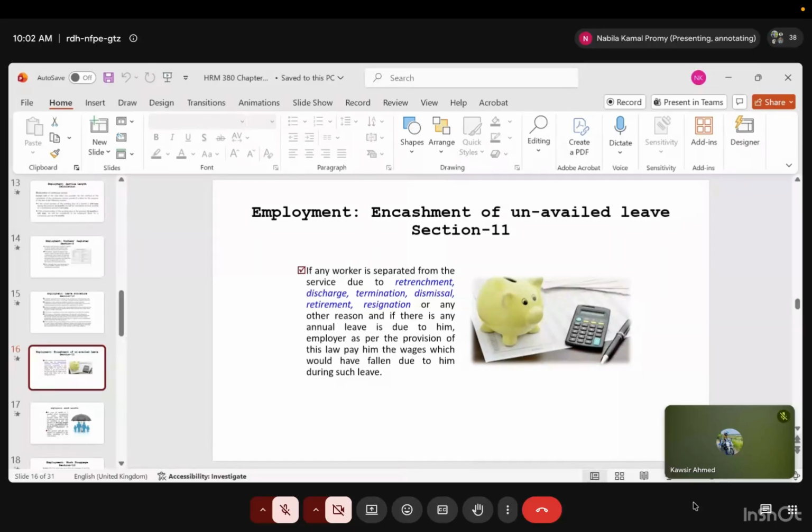That means, we will talk about what we mean by retrenchment, discharge, termination, dismissal. We will talk about those. But basically, whether it is retrenchment, discharge, termination, dismissal, or retirement, the employee is leaving the company. So when an employee is leaving the company before due time usually, in that case, let's say there is certain unavailed leave from the employee's end. In that case, if the employee wants, he or she can encash those unavailed leave.